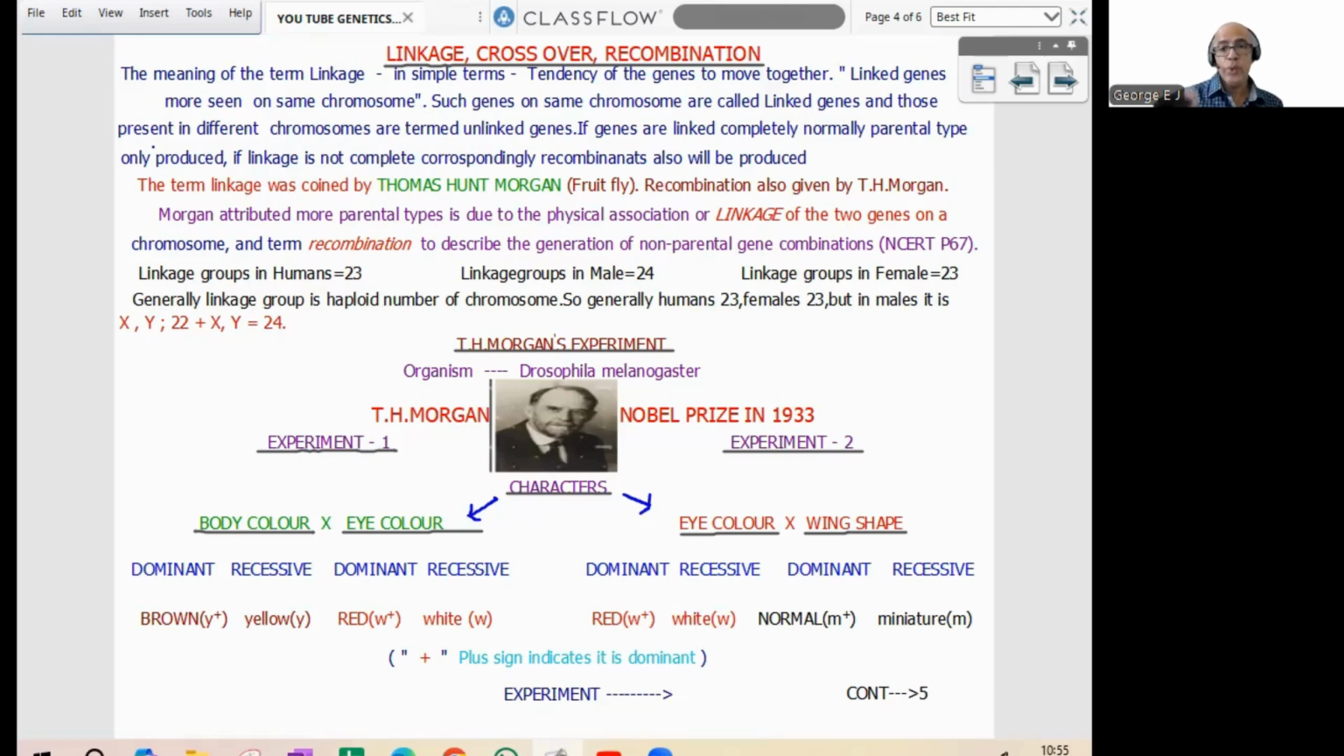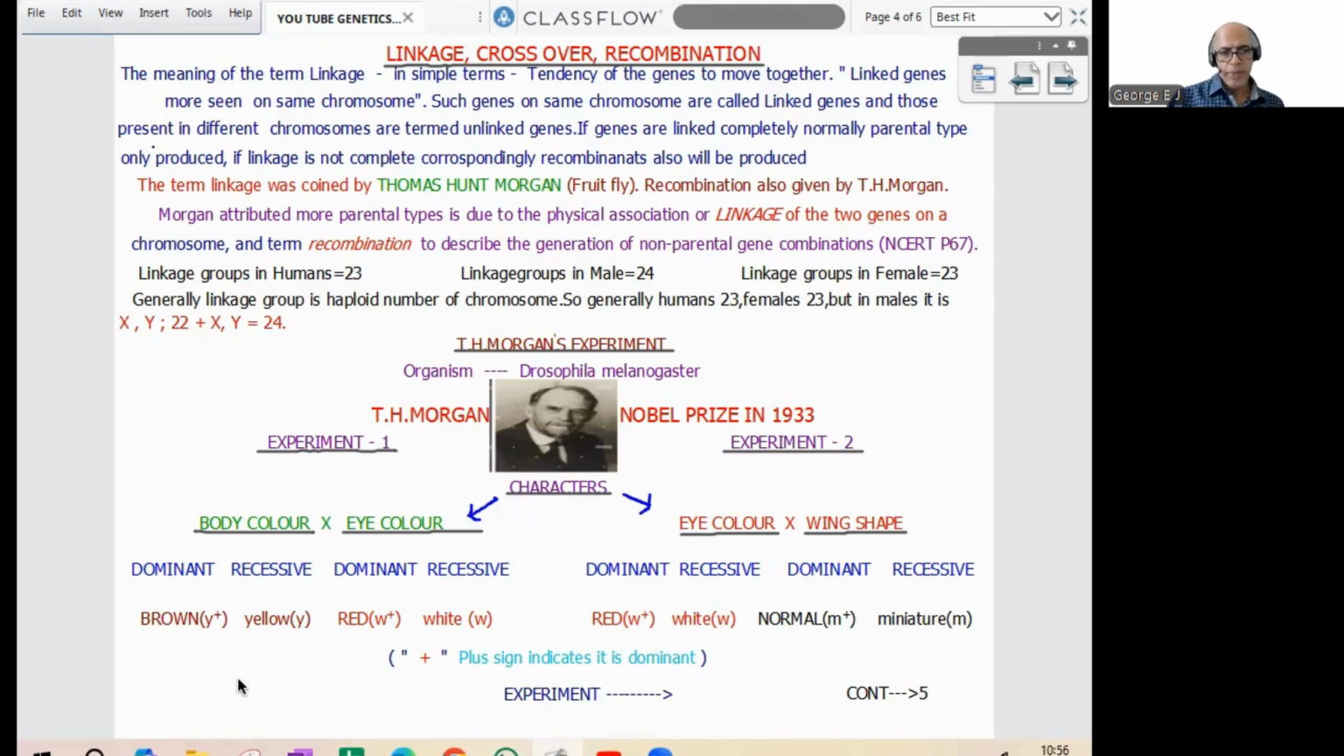That itself is a question. In cross A, what are the characters taken? In cross 2 or B, what are the characters taken by the scientist Morgan? So cross A, experiment 1: body color and eye color. Body color and eye color, each case has a dominant and a recessive, that is why each item is represented here.